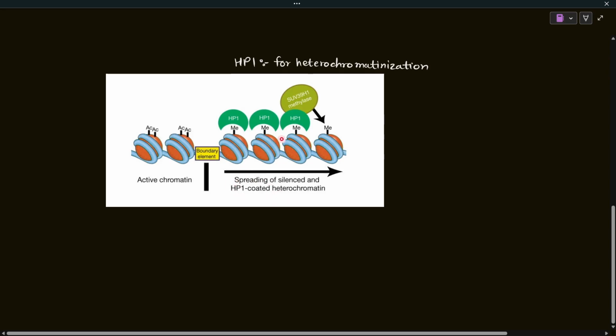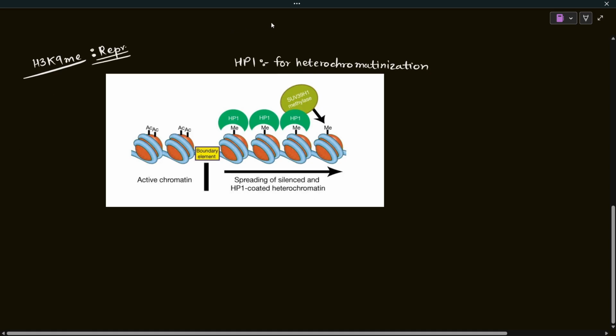So this schematic shows the spreading of silenced and HP1 coated heterochromatin. This is how it silences the gene. This is how it condenses the chromatin, and chromatin condensation leads to the silencing of genes. So that is why we consider the H3K9 methylation mark as a repressive mark.